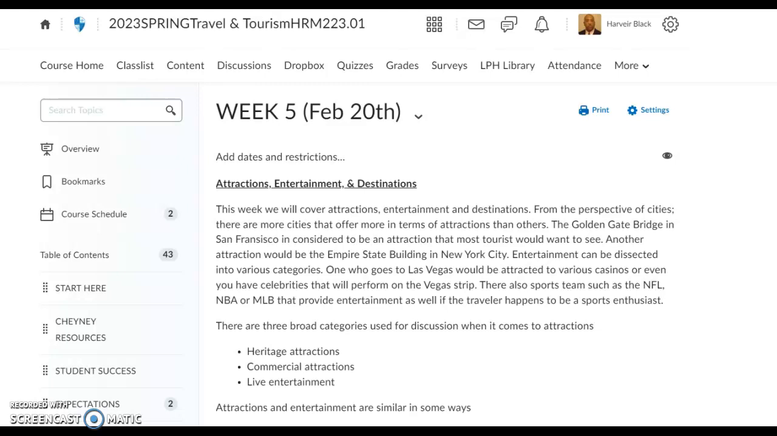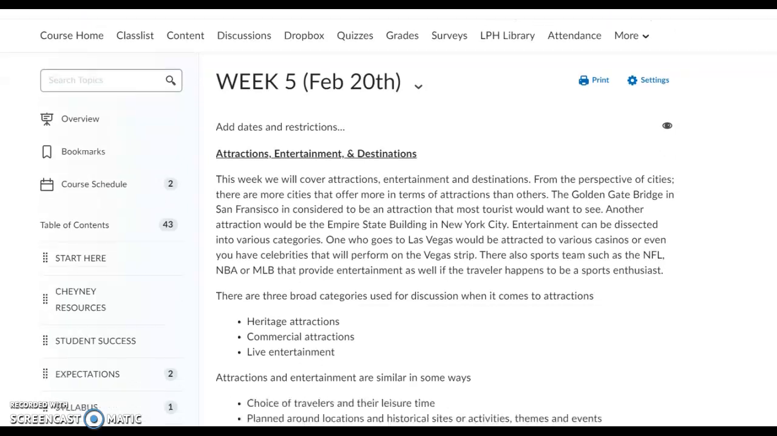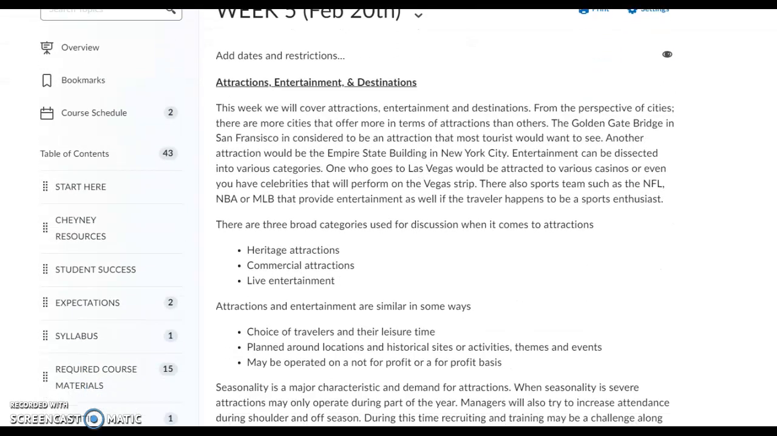So let's get into week number 5, as we have wrapped up week number 4 already. What we're going to be talking about is attractions, entertainment, and destinations, which is really a part of the whole entire travel experience for the traveler. Of course, what I've always provided every week, I've provided different examples in a lecture that I've written out. And this does tie in with the course material, with the chapter that we are covering.